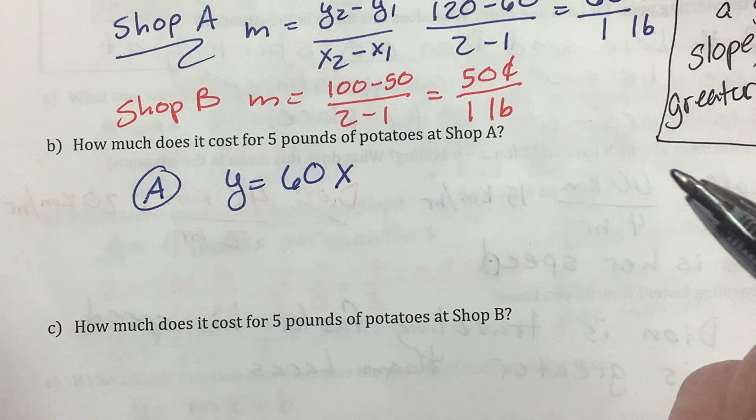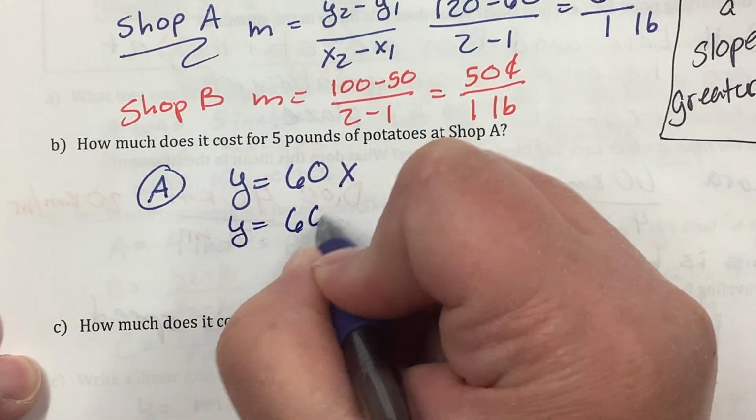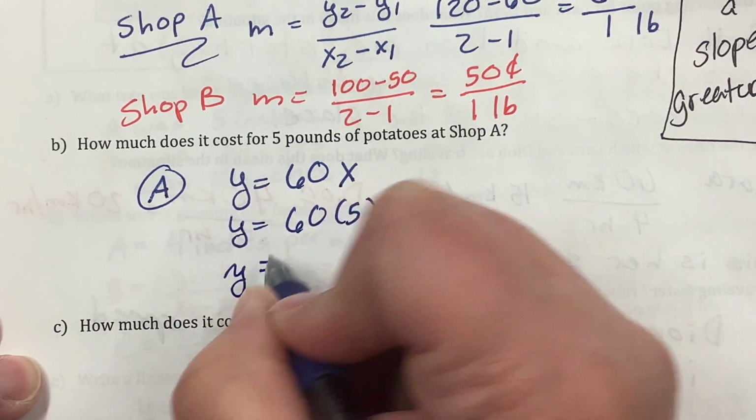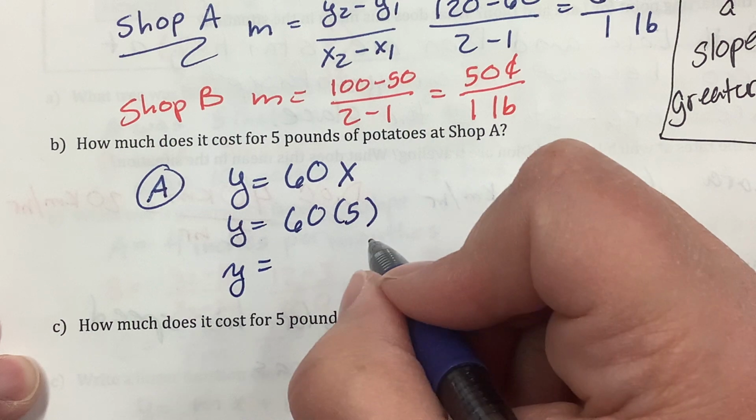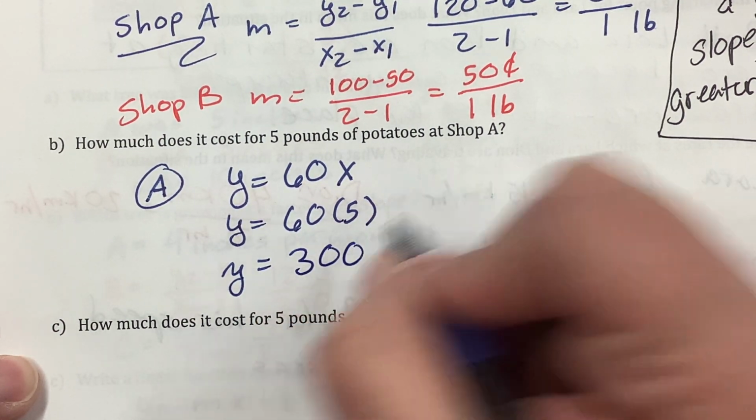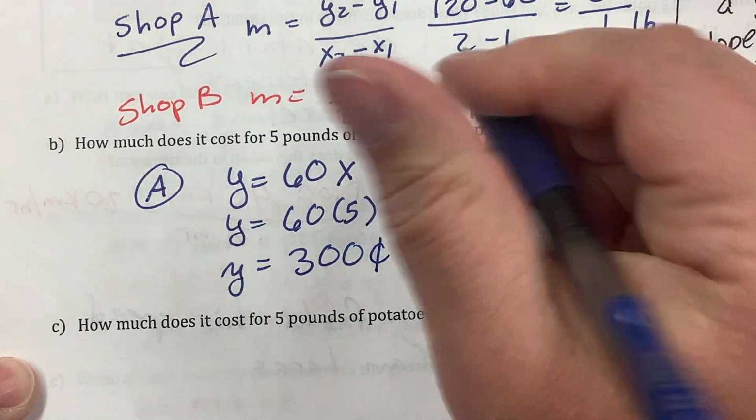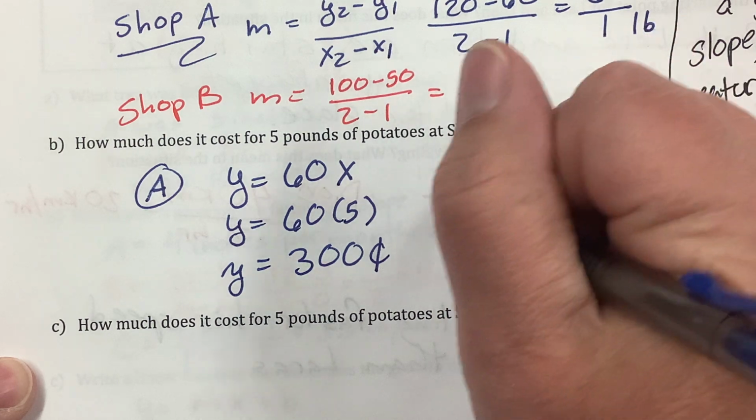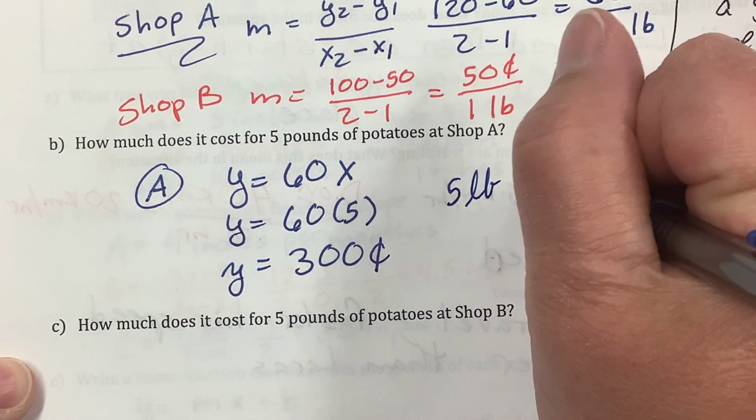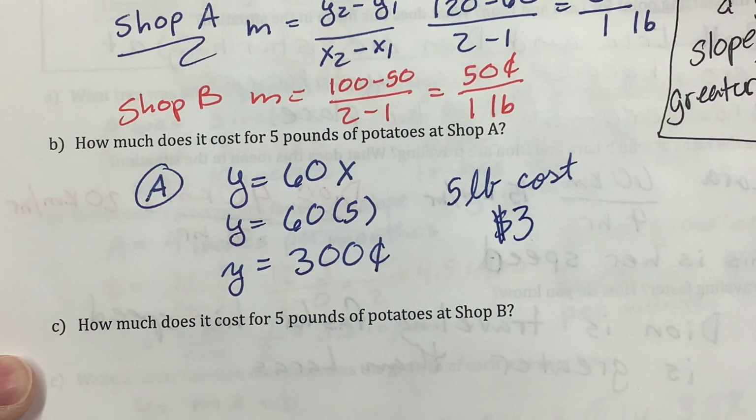And it doesn't say we're shipping them or anything. So y equals 60 times 5. So y equals 300. Well, that's 300 cents. So when you change that to dollars, 5 pounds cost $3. That's not too bad.